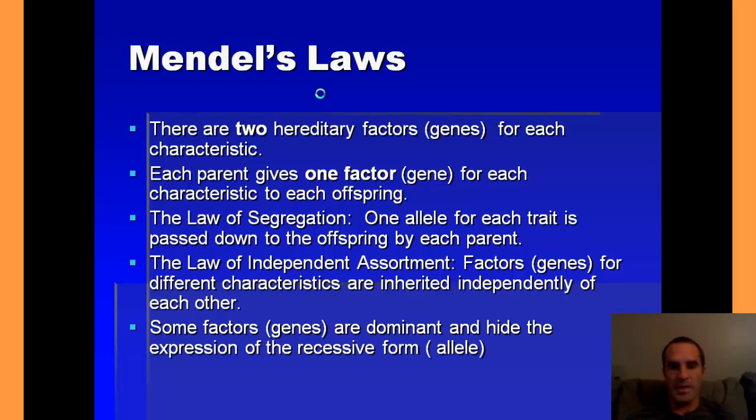And then the law of independent assortment says that genes for different characteristics are inherited independently. So eye color is going to be passed on by mom, and that's not going to be connected to hair color or skin color. Each one of those genes is going to pass over separately. At least when Mendel studied them, none of them were linked. So some factors are dominant and some are recessive.